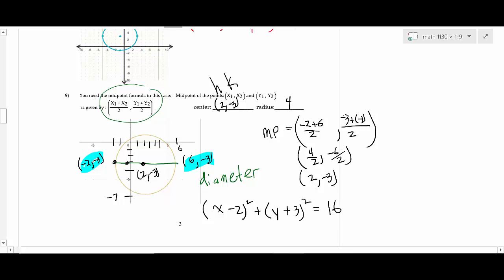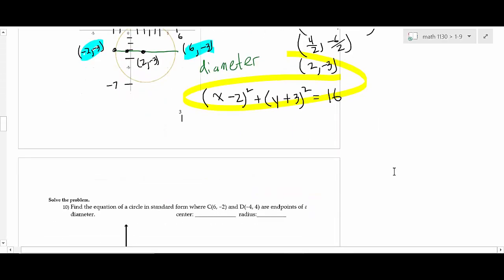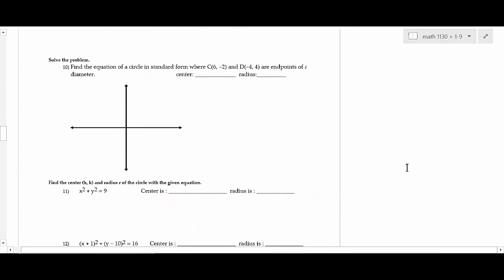Because once you have the center and radius, you want to be able to just put that in and do it in your head. You don't need to multiply it out. That's the form that we're looking for on the problem. Okay? All right. Any questions so far? Okay? Very good.